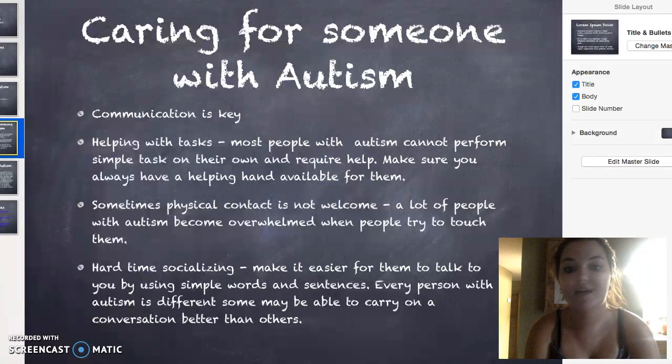Sometimes physical contact is not welcome. A lot of people with autism become overwhelmed when people try to touch them. So that means hugging, kissing them on the cheek, holding their hand, just rubbing their arm, anything. Most people with autism do not like physical contact.